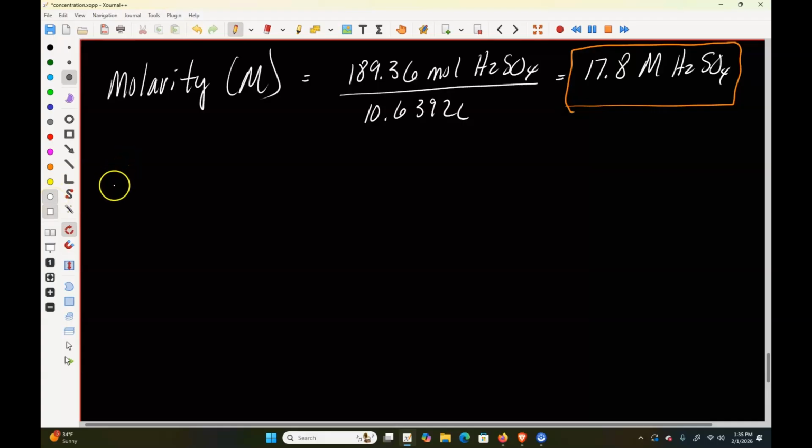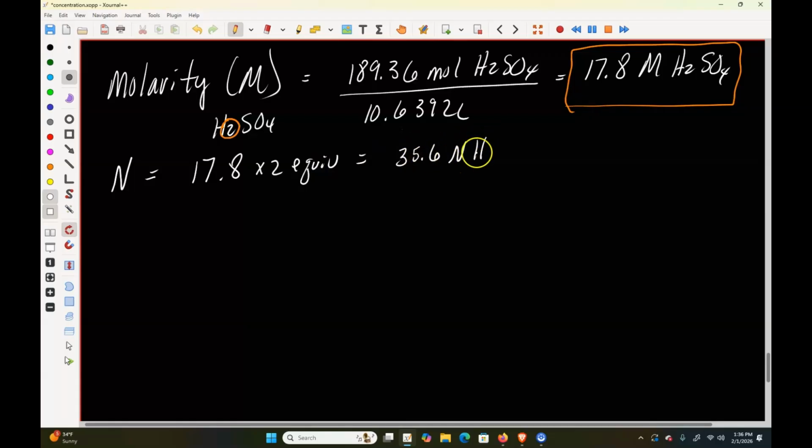Okay, let's solve for normality. Normality is equal to the number of equivalents times the molar concentration. So my molar concentration is 17.8. And since this is H2SO4, there are two H's here. Okay, so I'm going to multiply that times 2 equivalents. So that will give me 35.6 normal H2SO4.